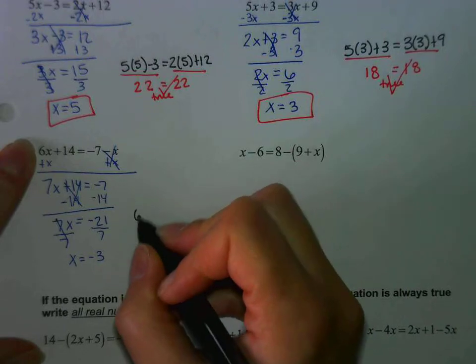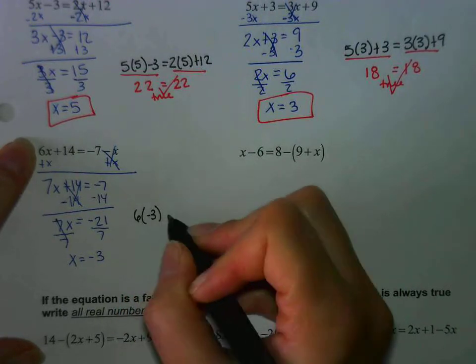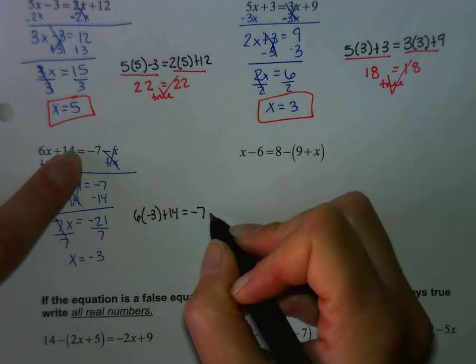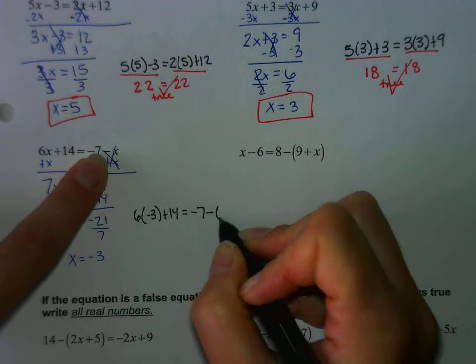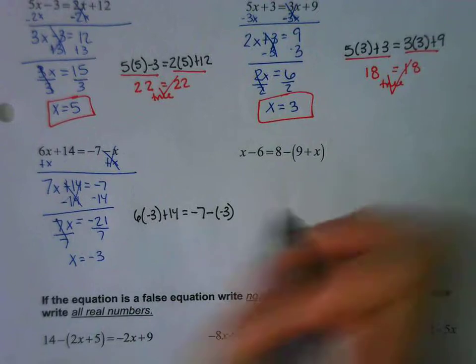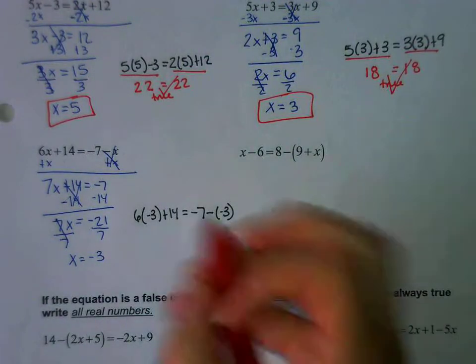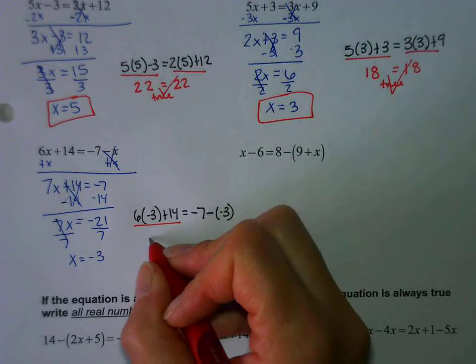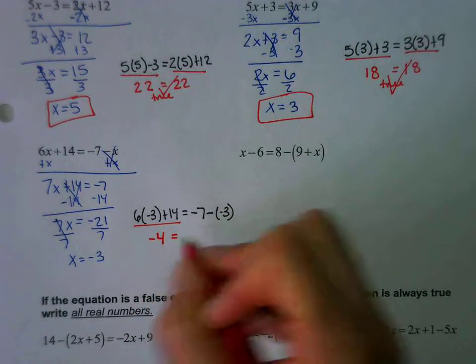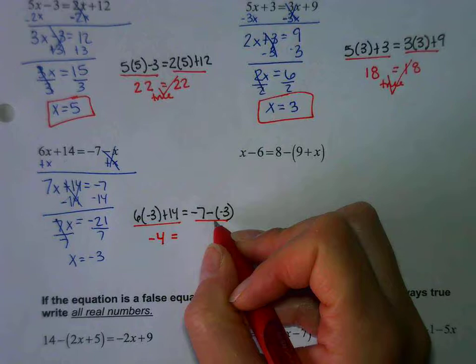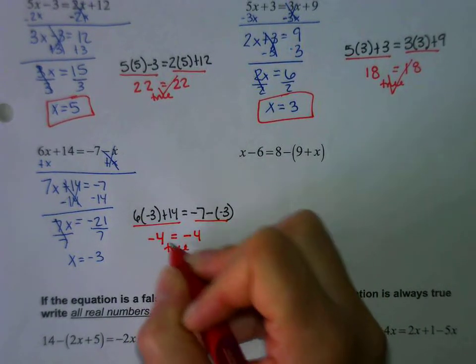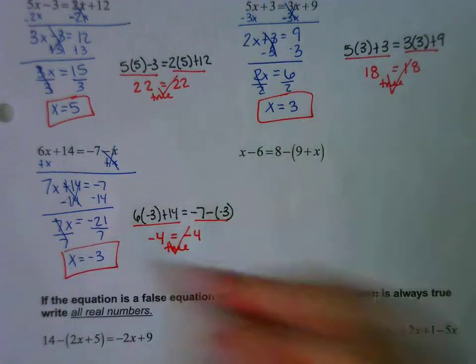So I'm going to check my answer. 6 times x is really now 6 times negative 3 plus 14, and that will equal negative 7 minus negative 3. So when I type this in, 6 times negative 3 plus 14 is negative 4. Negative 7 minus a negative 3 is also negative 4. So this is a true statement. So x does equal negative 3.